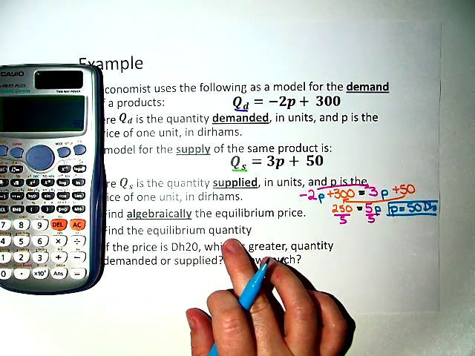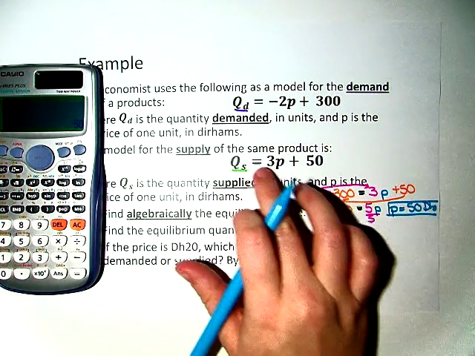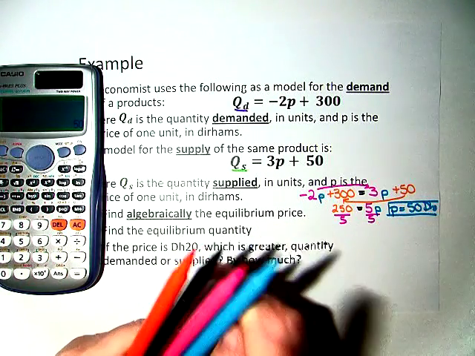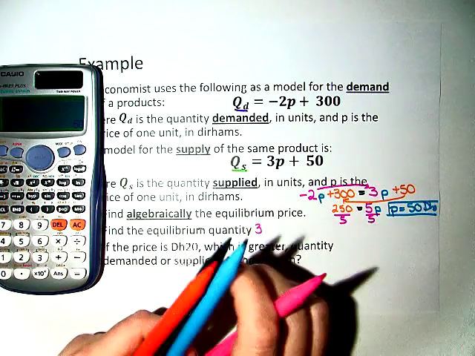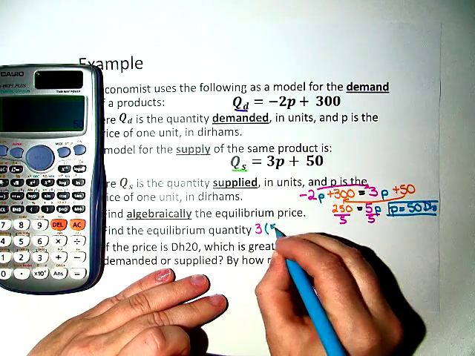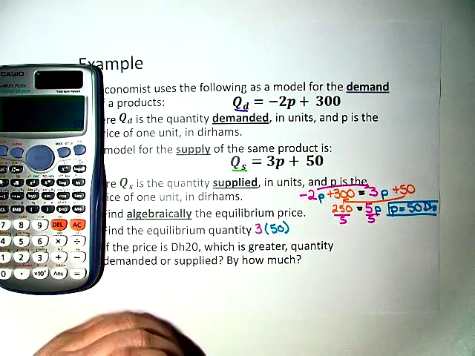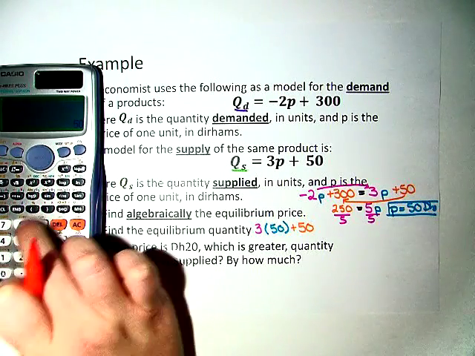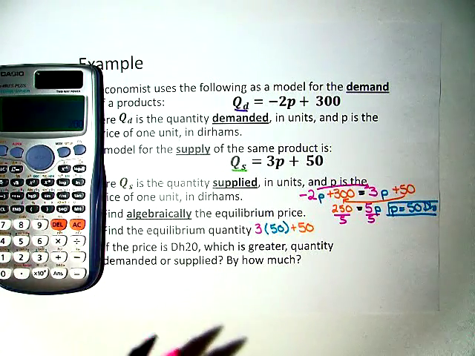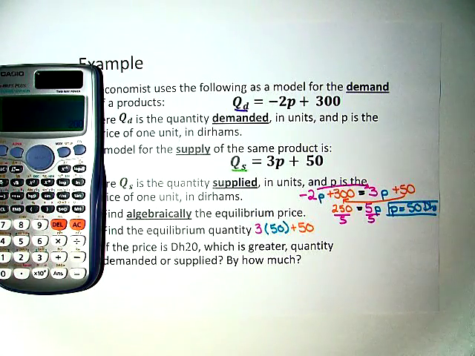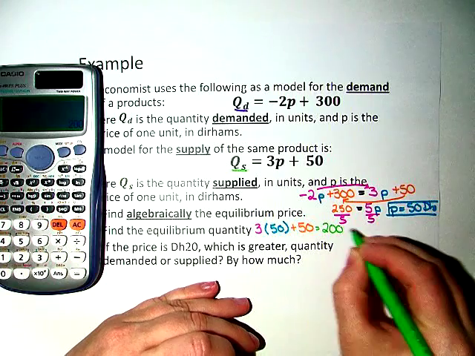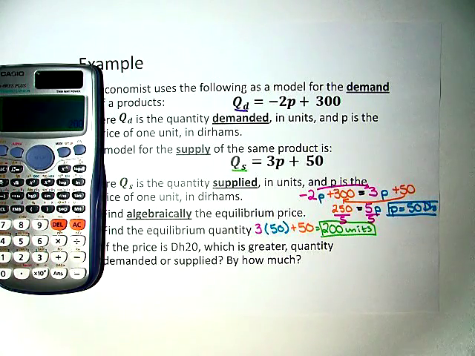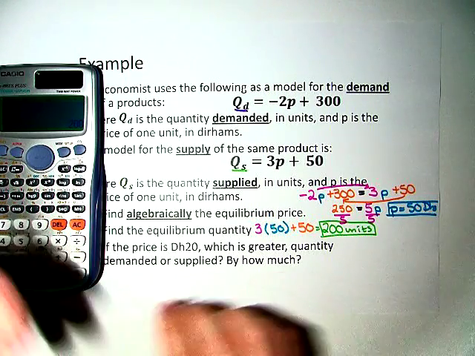Well, in order to find the quantity, we need to plug this price back into one of these two equations. I'm just going to use the supply equation because we can do either one. So 3 times 50, our price, plus 50. I'm going to put it in the calculator just as I wrote it here. And we get that the equilibrium quantity is 200 units. So we need to supply the store with 200 units and sell it at a price of 50 dirhams.